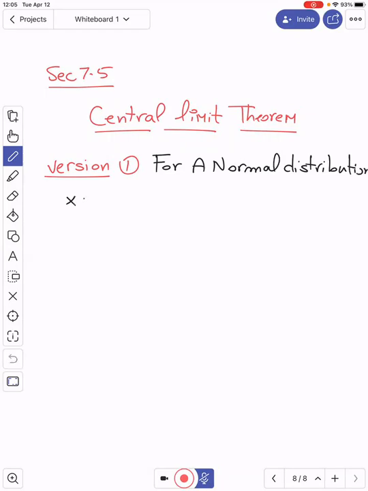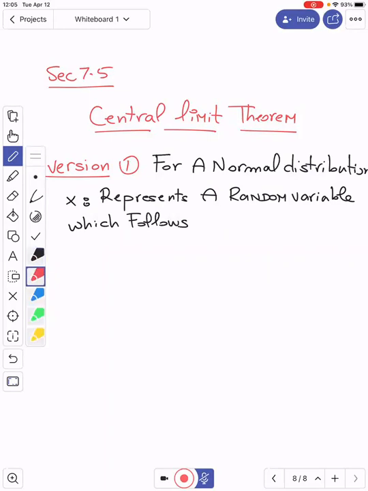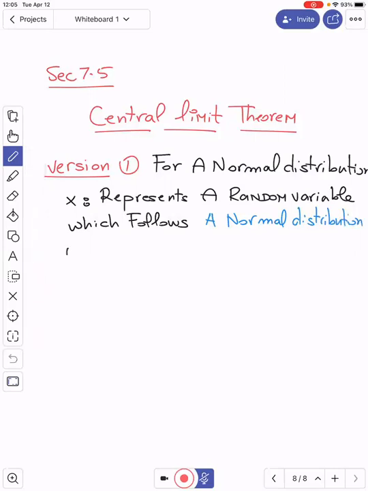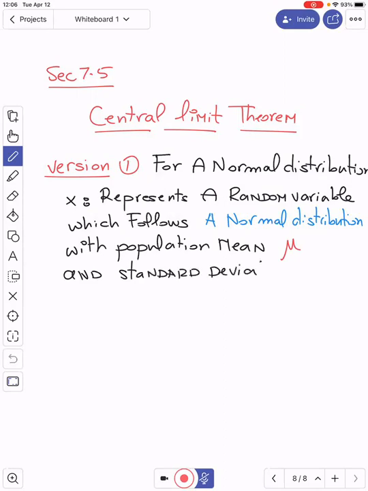So you have your variable X. X represents a random variable which follows a normal distribution with population mean mu and standard deviation sigma.